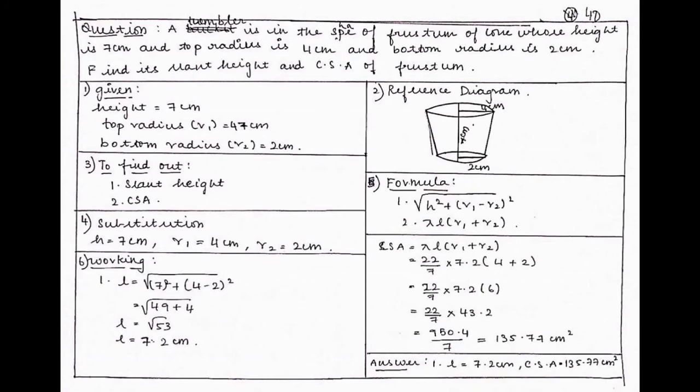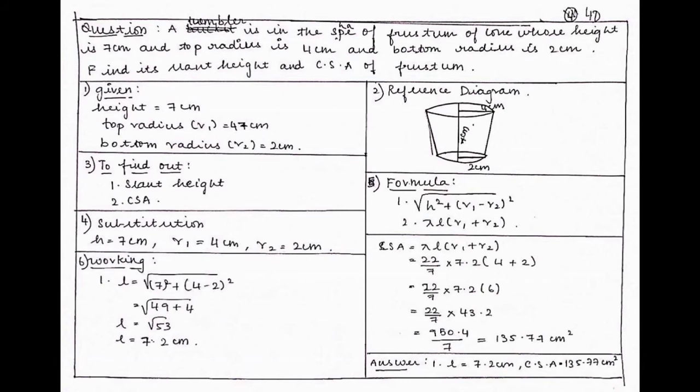The formula to find slant height is whole root of h square plus r1 minus r2 the whole square, and the formula which we use for finding curved surface area is pi l into r1 plus r2. So substitution: these are the values we are going to substitute in this formula. h is equal to 7 centimeter, r1 is equal to 4 centimeter, r2 is 2 centimeter. First we should find what is l. So l is the slant height. l is equal to whole root of 7 the whole square plus 4 minus 2 the whole square, which is r1 minus r2 the whole square.